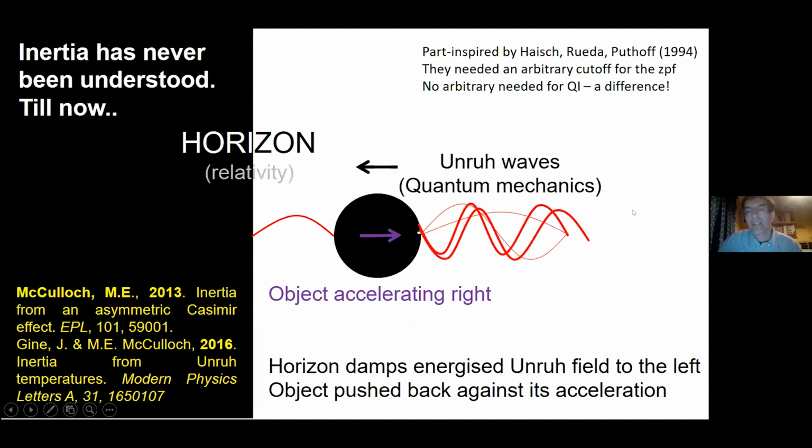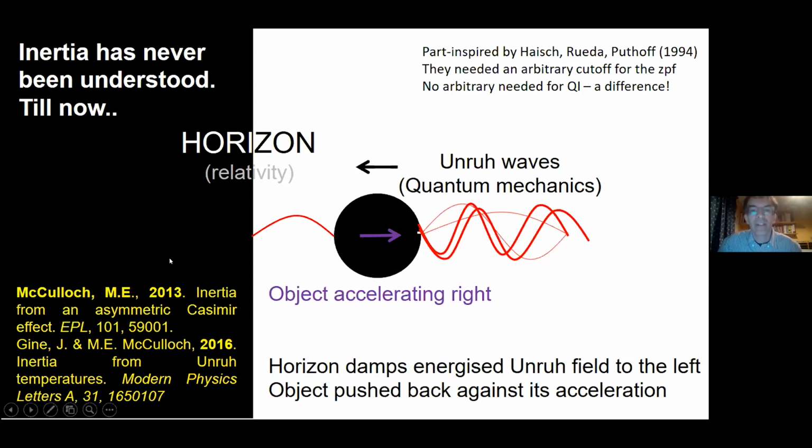So I'm going to use this Unruh radiation, just as I used the ocean waves before, to try and explain the concept of inertia. One of my inspirations for this was a paper by Haisch, Rueda, and Puthoff back in 1994, where they published a very interesting paper attributing inertia to the zero-point field. But they needed an arbitrary cutoff for the zero-point field. And the model I'm going to suggest doesn't need an arbitrary cutoff because it works on a difference in the zero-point field on both sides of an object. So the absolute value of the zero-point field drops out. So that's kind of nice.